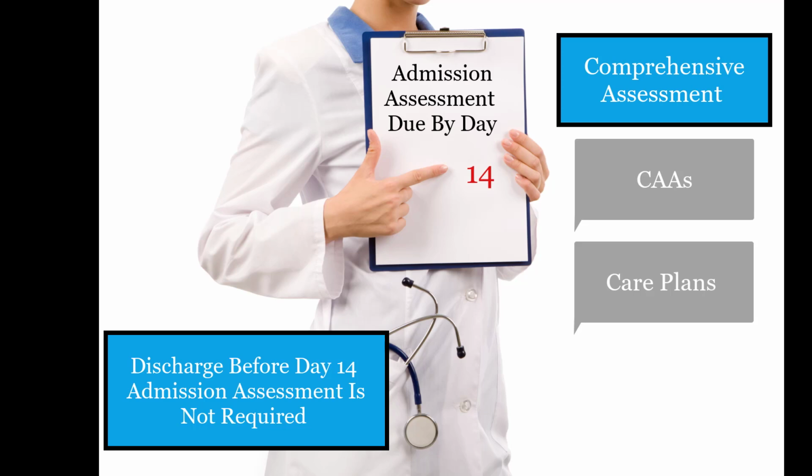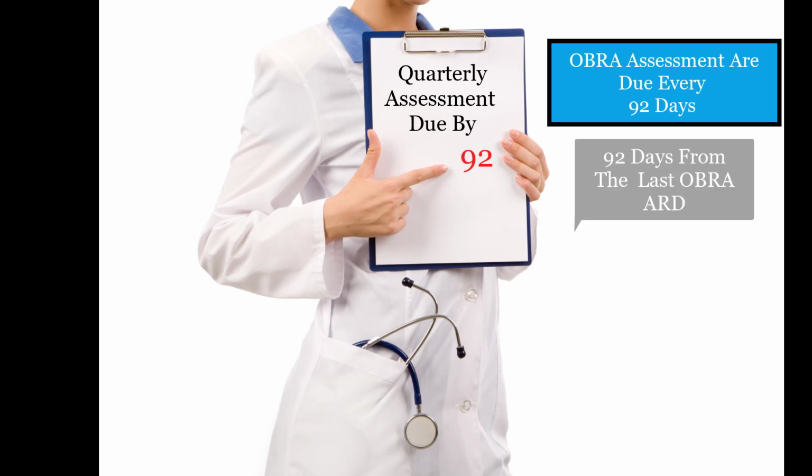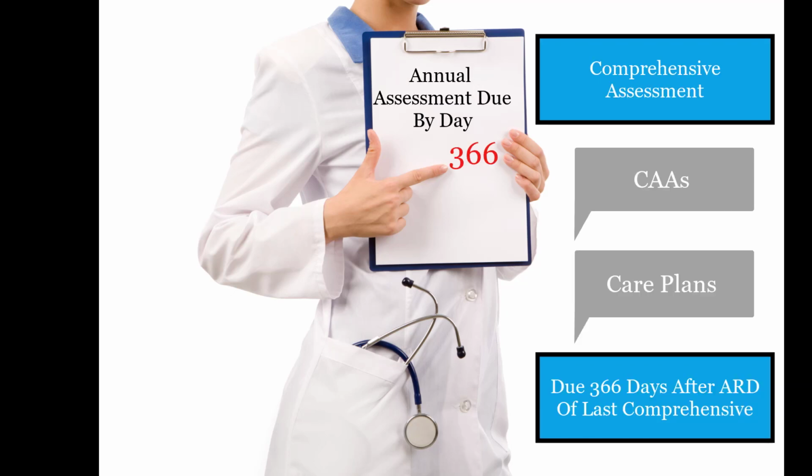The admission assessment is a comprehensive assessment. Comprehensive assessments require more information to be put into the MDS. The next assessment that's due is a quarterly. The quarterly is due 92 days after the last assessment. The next assessment that's due for our resident is the annual assessment. The annual assessment is due 366 days after the last comprehensive.